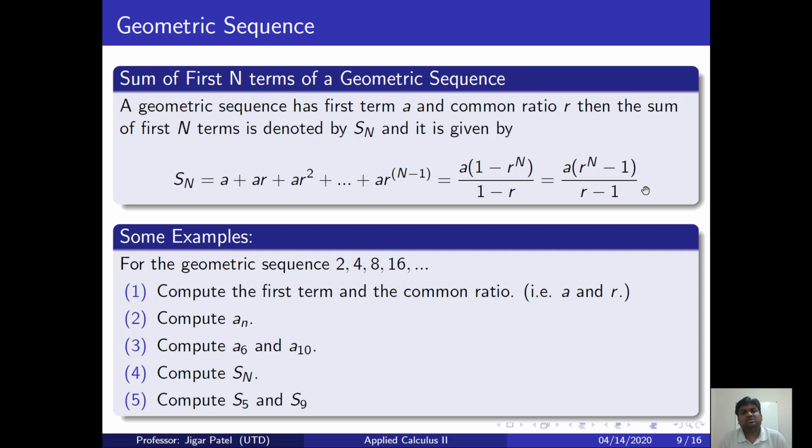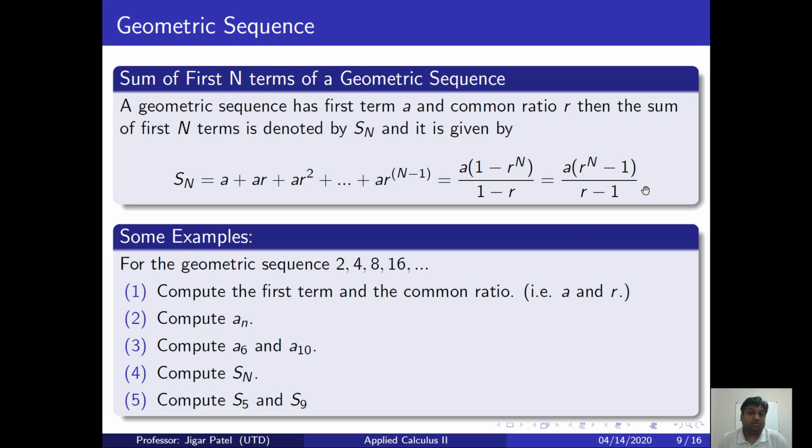I would like to show you some really basic examples first. Suppose I give you a geometric sequence with first four terms given: 2, 4, 8, 16, and so on. What I want you to do is compute the first term and the common ratio. So compute a and r. Remember, to compute a and r, I only need two terms of my geometric sequence, and these two terms could be any two terms. If first and second term is given, it's fairly easy to compute a and r using them. Once you have a and r, I want you to compute the general term.